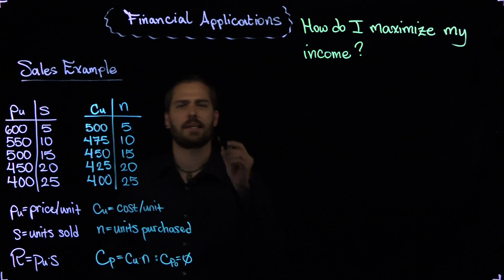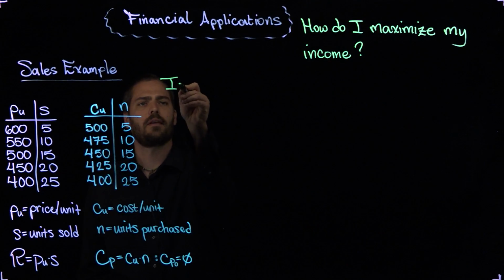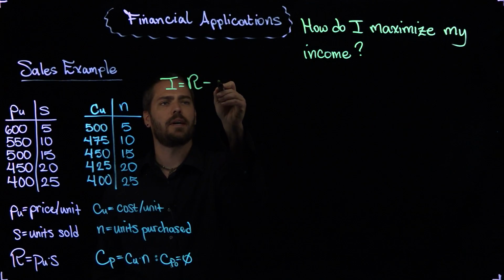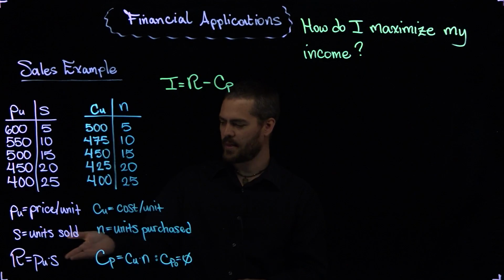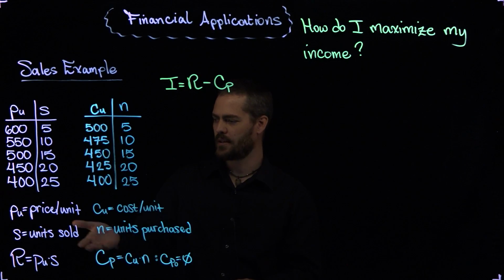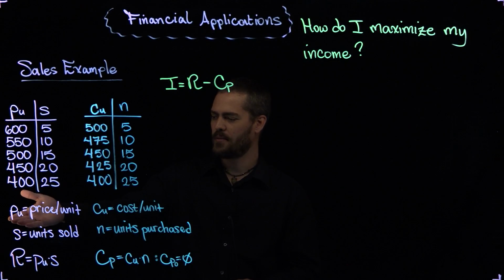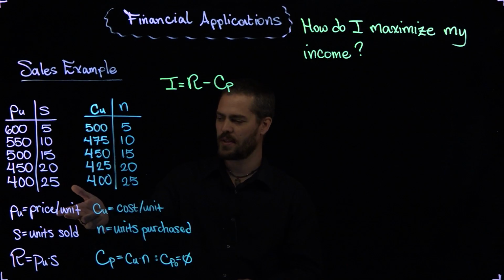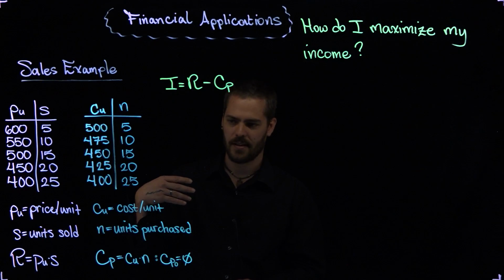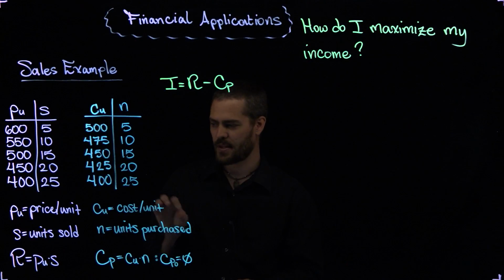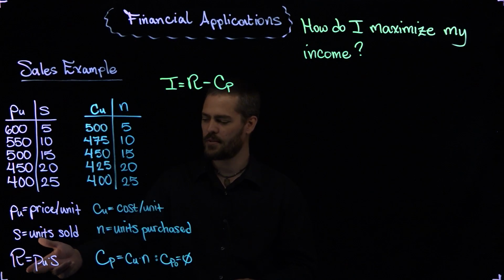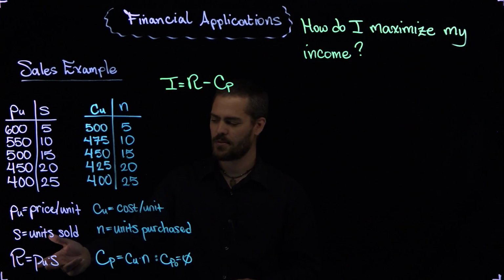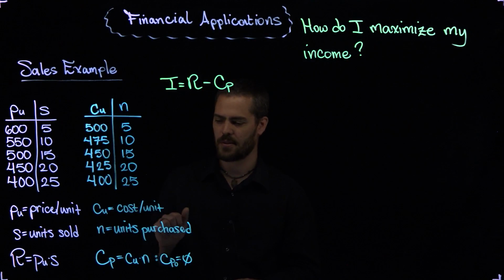So remember that we said that income was the revenue minus the cost of purchasing. And if I apply my two formulas that I've written down here, remember that P with a subscript U is the price per unit. This is the price that you're putting out there for your customers, for each little widget you're selling. S is the number of units sold, and the revenue is P subscript U times S, the price per unit times the number of units sold.